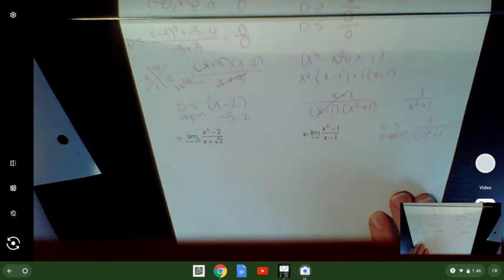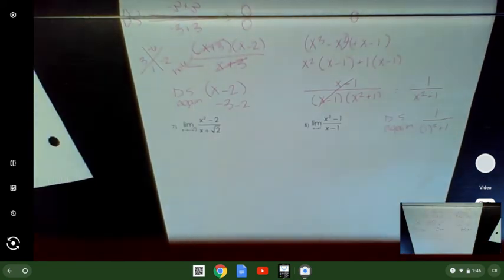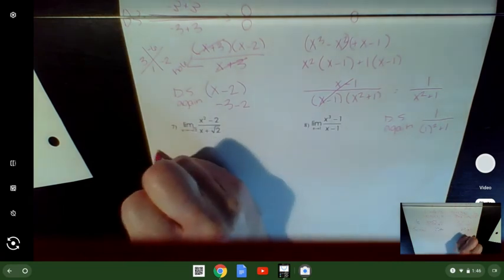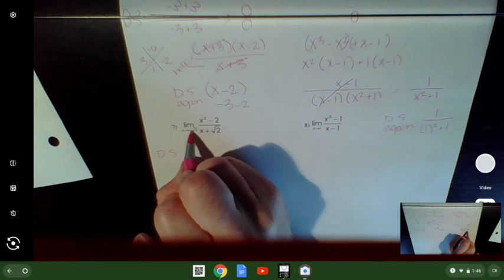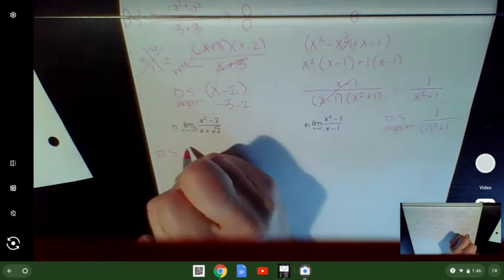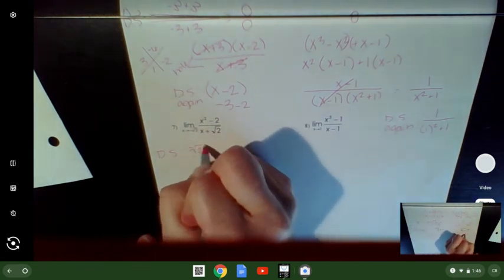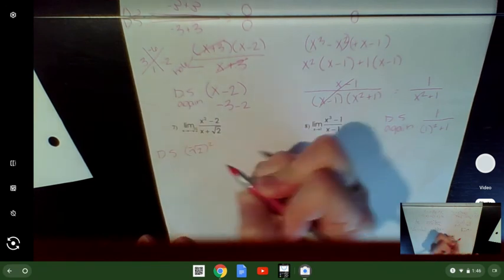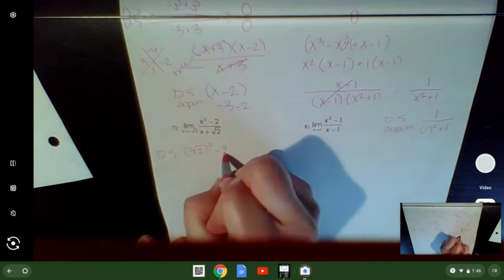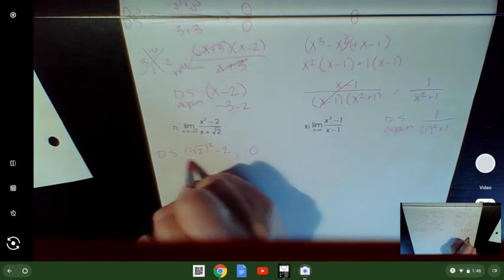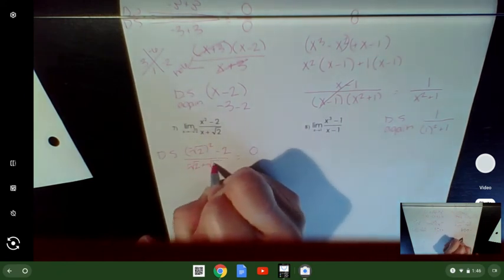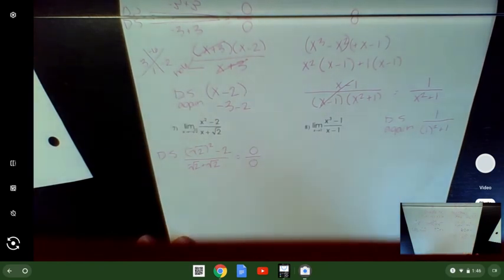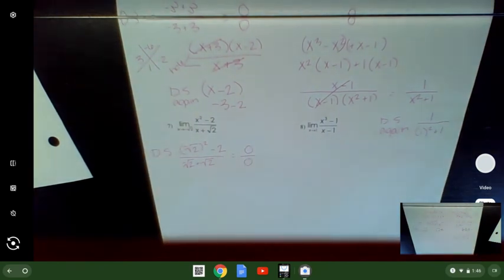Now I'm going to do one more. Again, I'm going to let you do the last example on this page. I'm going to do number 7. First things first, always direct substitution. We want the limit as we approach the negative square root of 2. The negative square root of 2 squared is going to be 2. 2 minus 2 is 0. And in the denominator, the negative square root of 2 plus the square root of 2, also 0. Indeterminate form, we're going to try and factor and cancel.